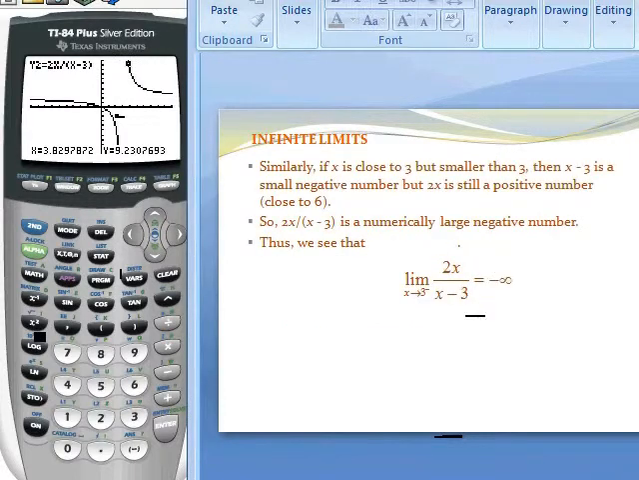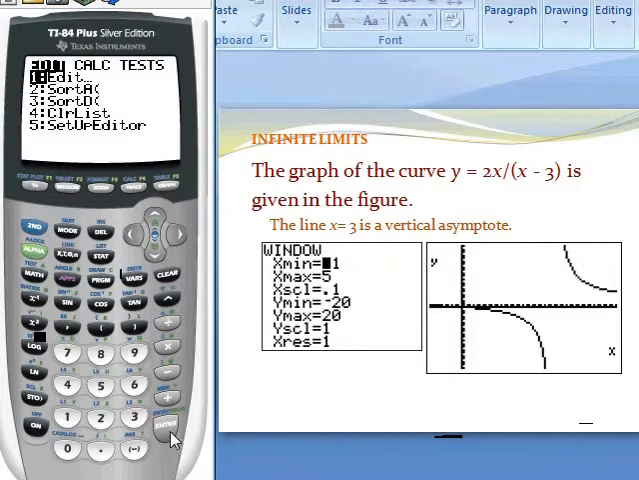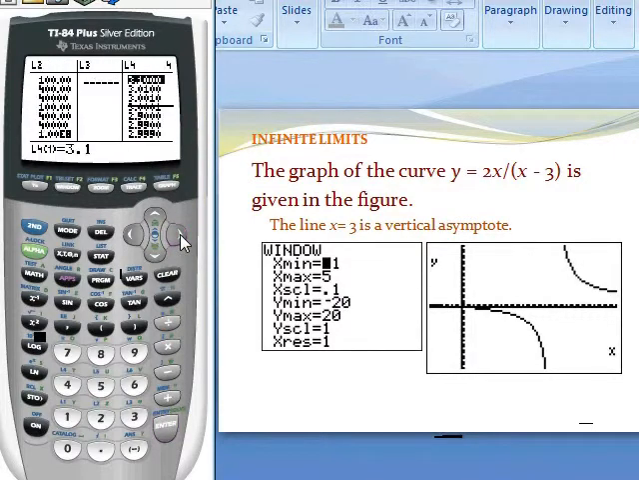All right? How can I see that with a table? You can just zoom in on it here, but I will also do it with the table. Let's go to stat edit. Here we go, I will enter values from the right, 3.1, 3.01, 3.001. So I'm approaching 3 from the right. I will do the same thing from the left, 2.9, 2.99, 2.999, and so forth. Now I will look at the behavior.